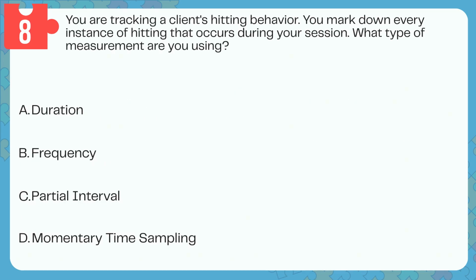Question 8. You are tracking a client's hitting behavior. You mark down every instance of hitting that occurs during your session. What type of measurement are you using? A. Duration. B. Frequency. C. Partial interval. D. Momentary time sampling.